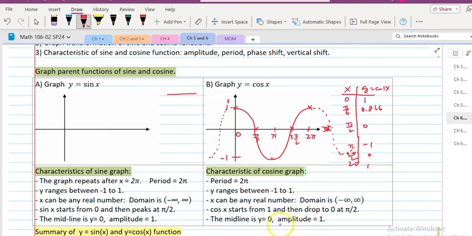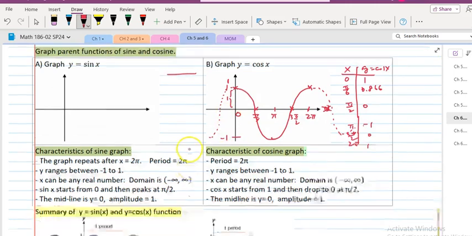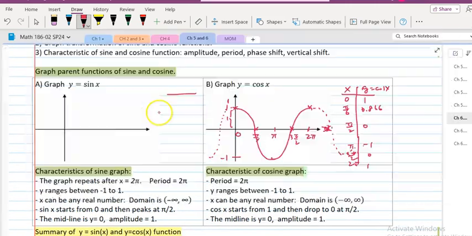And there is another word called amplitude. Amplitude is how far away the highest point is from the midline. We can see that it is 1, right? That means when the wave fluctuate, how far away are they from the midline? The amplitude is 1. It's 1 and 1 top and bottom. So that's cosine graph. Let's look at sine graph.